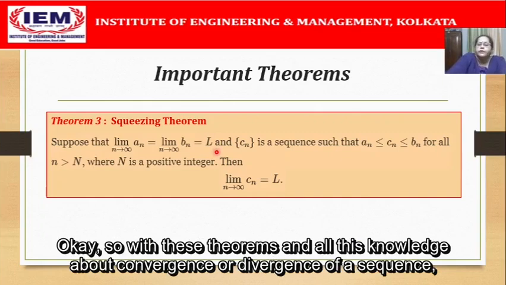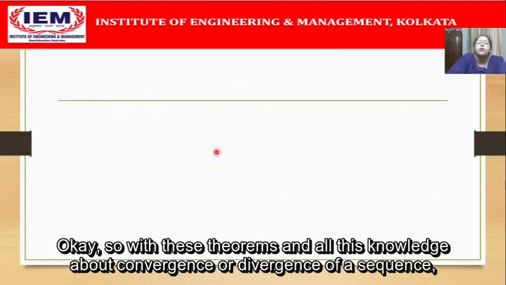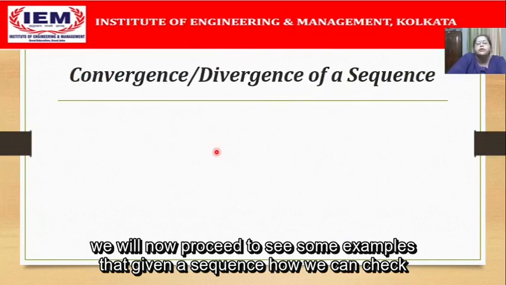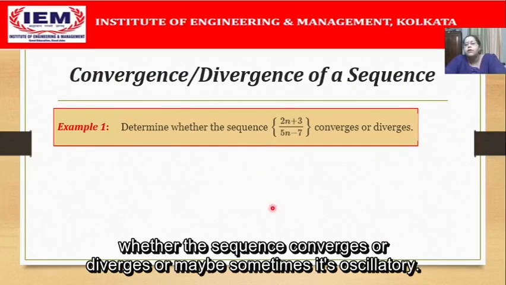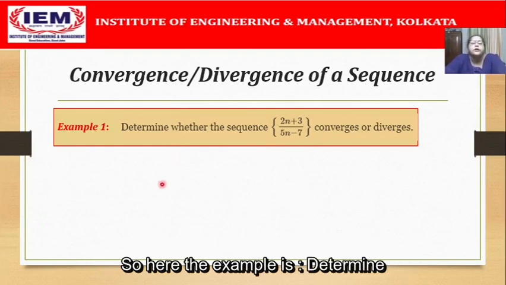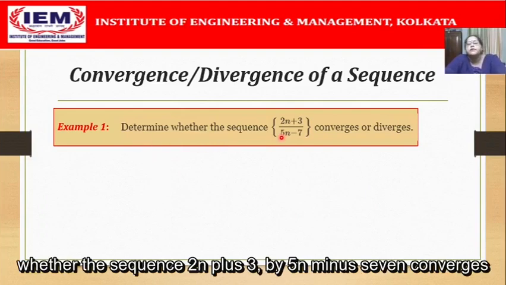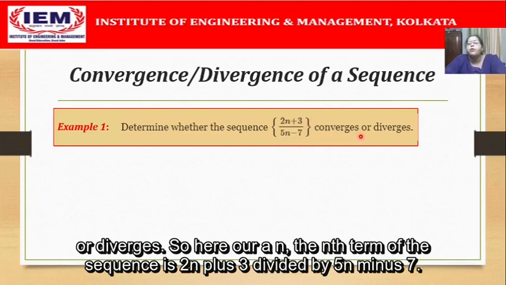Okay, so with these theorems and all this knowledge about convergence or divergence of a sequence, we will now proceed to see some examples: given a sequence, how can we check whether it converges or diverges, or maybe sometimes it's oscillatory. So here the example is: determine whether the sequence (2n + 3)/(5n - 7) converges or diverges. Here our a_n, the nth term of the sequence, is (2n + 3) divided by (5n - 7).